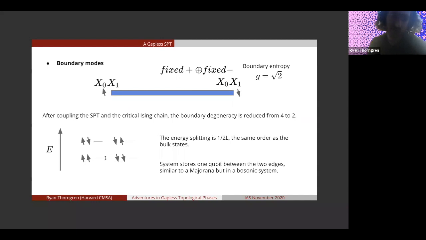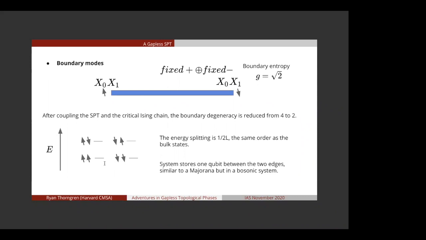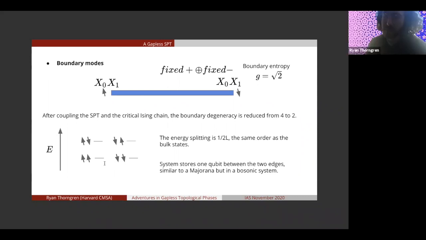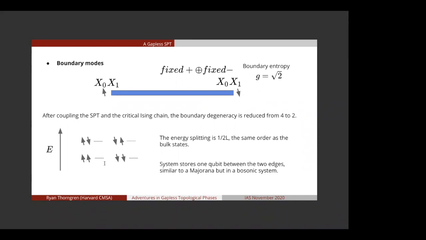So here we have 2 states, at very low energies, and there's some exponentially small mixing between these. So you have two states. The ground state is twofold degenerate, or nearly twofold degenerate. And then there are states at order 1 over L.